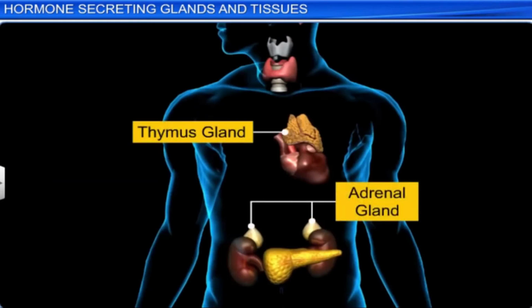Apart from the adrenal and thymus glands, there are certain tissues in our body that secrete hormones.